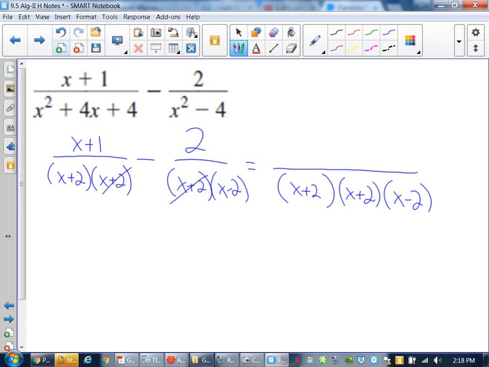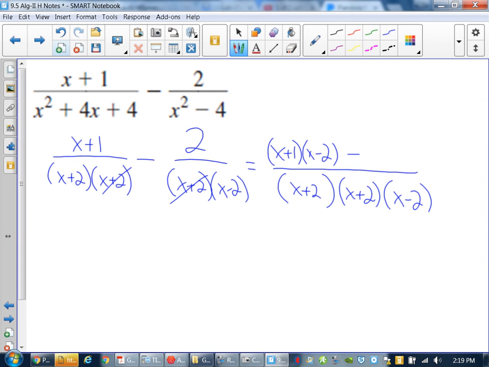So now I look at each individual fraction. Since my prime factors tell me I have an x plus 2, x plus 2, x minus 2, the fraction on the left has x plus 2, x plus 2, but what is it missing? It's missing the x minus 2. So I have to multiply the top by an x minus 2.